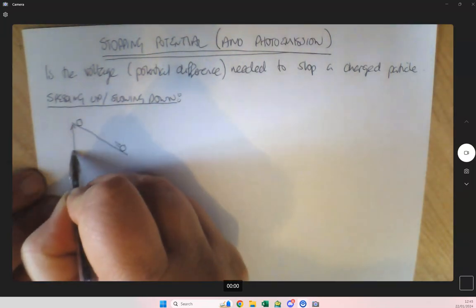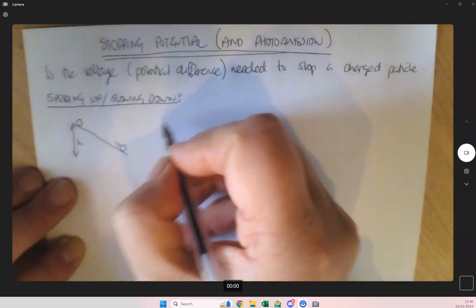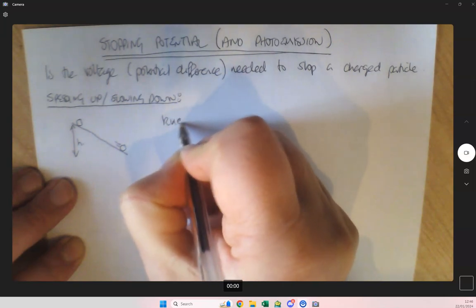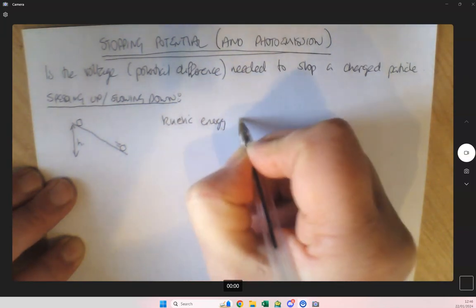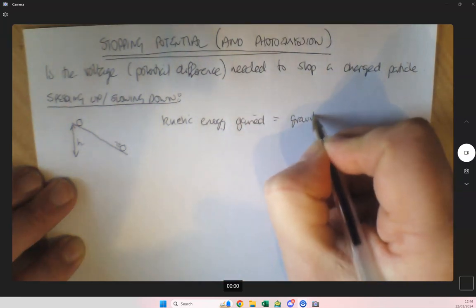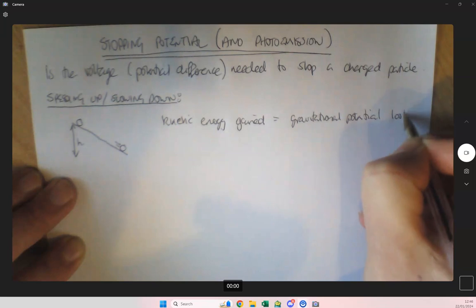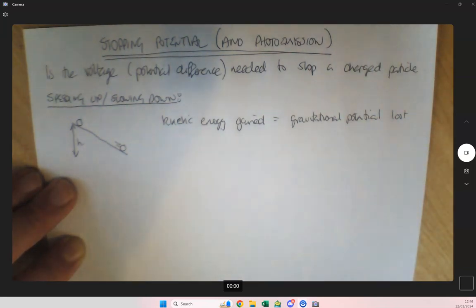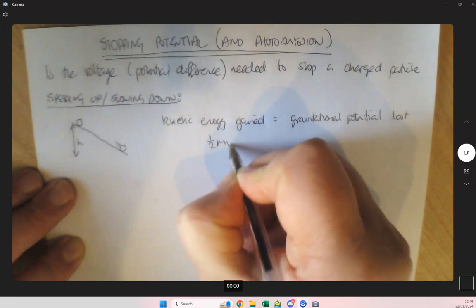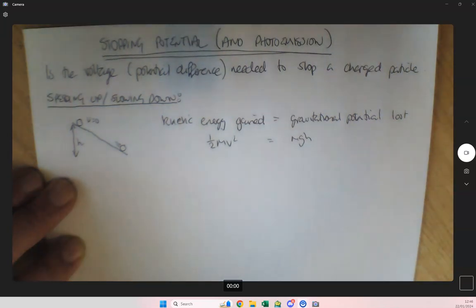You've got a height h here, and what you know in this scenario is that the kinetic energy gained is equal to the gravitational potential energy that's actually lost. So you'd quite happily put in half mv squared must be equal to mgh, assuming it started off stationary. Now, the same thing goes on with charged particles, the whole same idea.